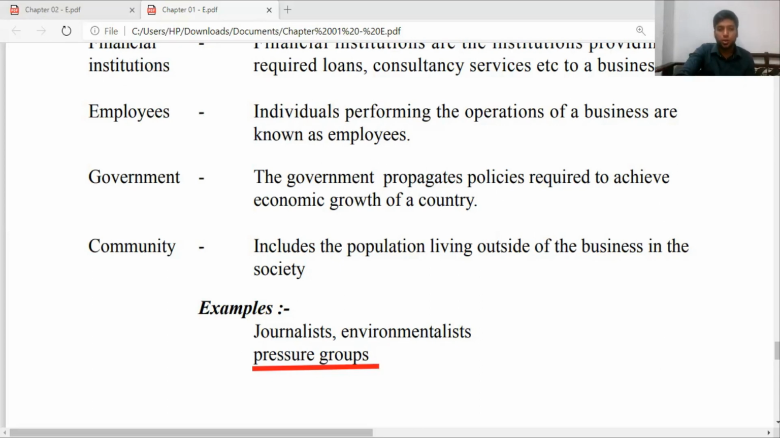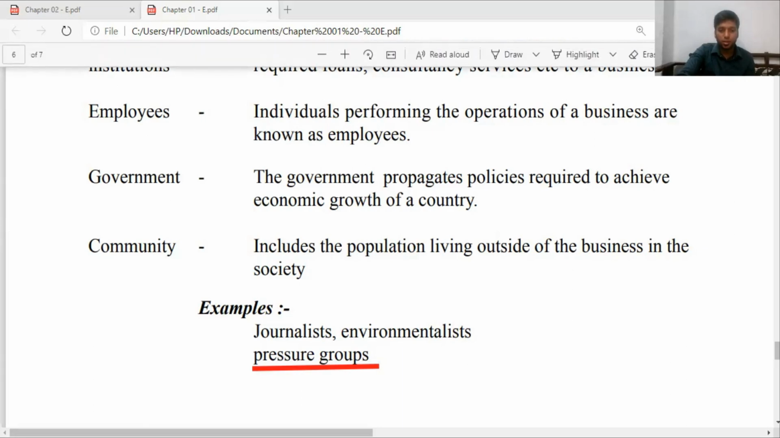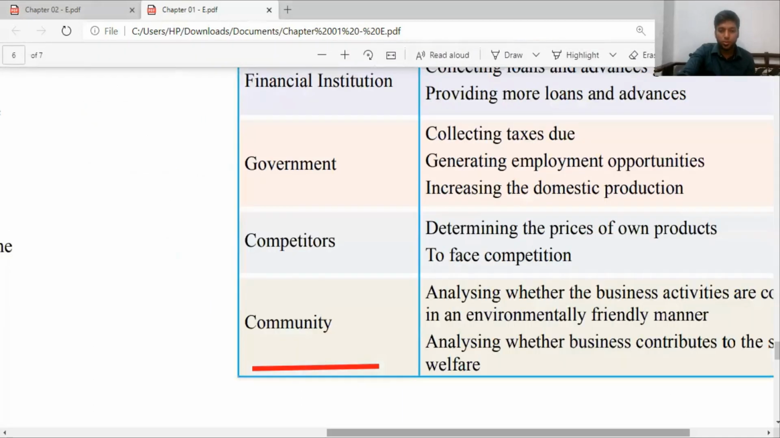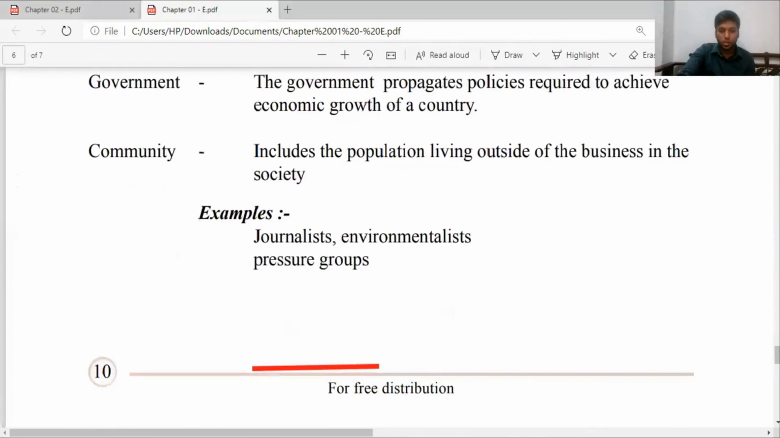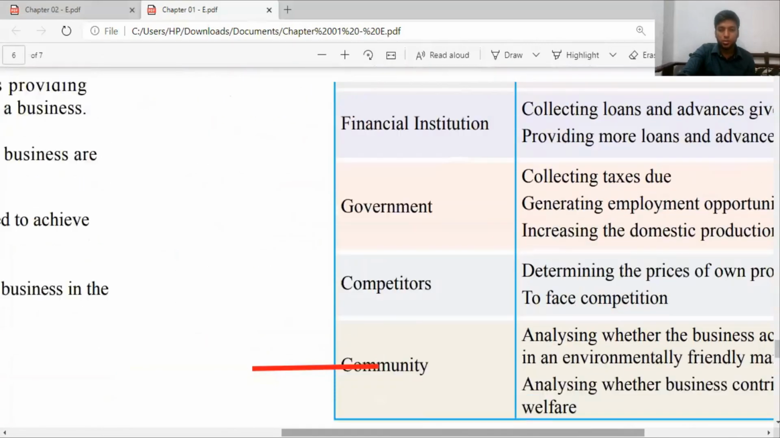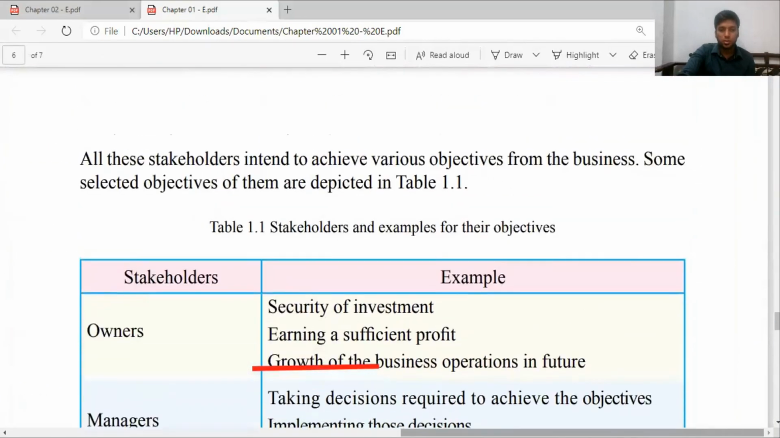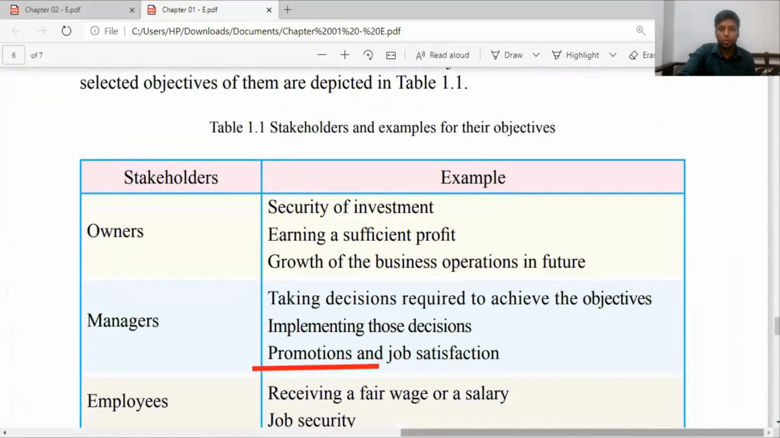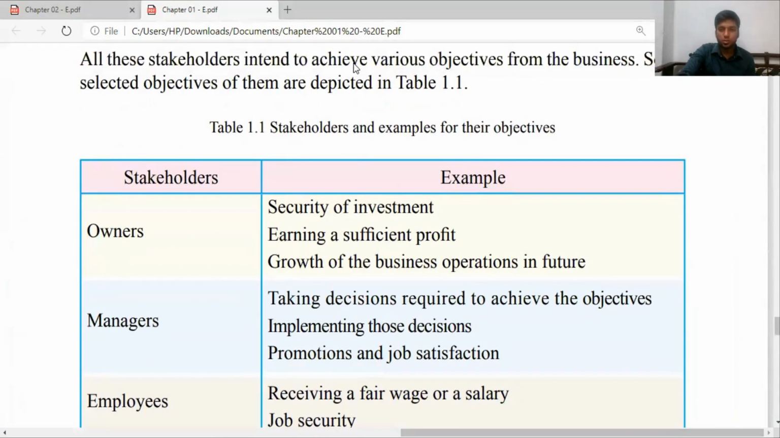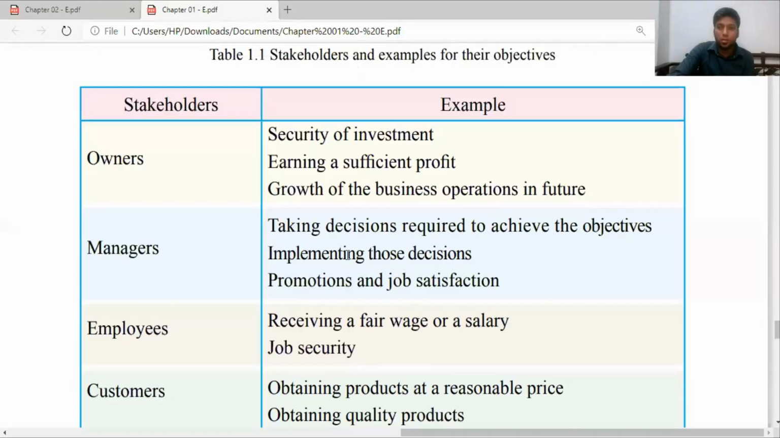So we move on to the next point, next page. Page number, what's the page number? These are terms. Again, you must not just remember the terms. So we're going to move on to page number 10. I want to clear this. So we're going to look at the stakeholders and the examples.